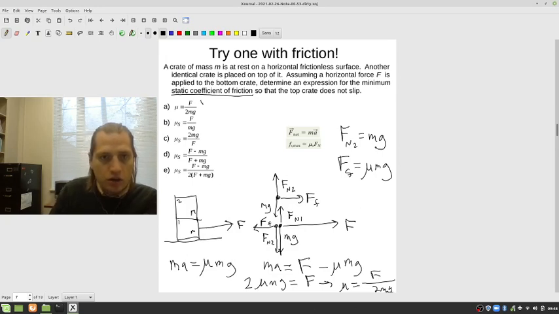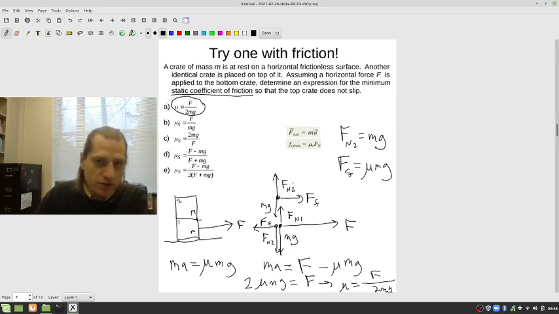Okay, so this is an example of a problem that's a little tricky, but again, it's following your Newton's laws. You draw a free body diagram, you use F equals ma, look where you are, and go ahead and solve.